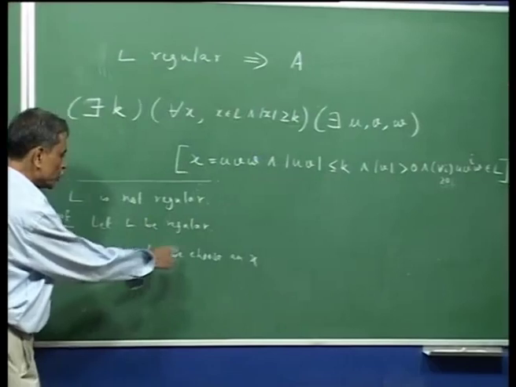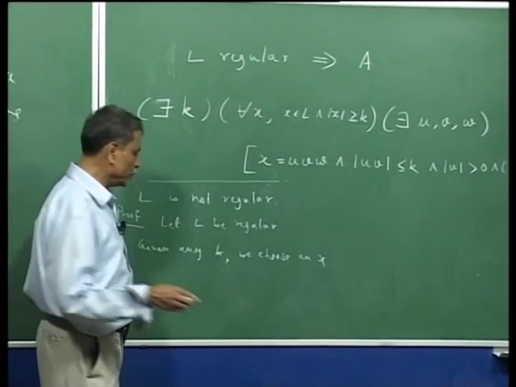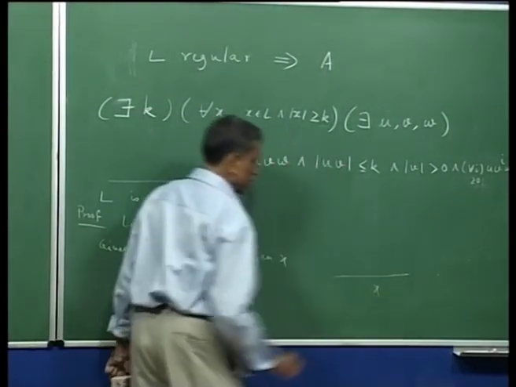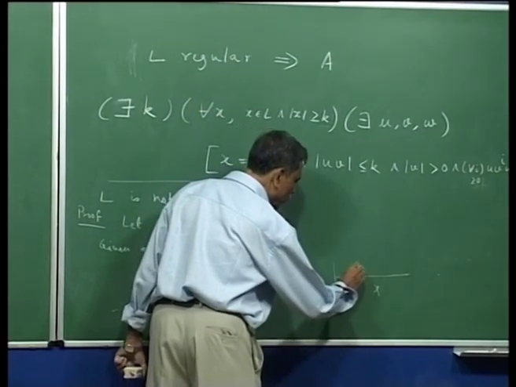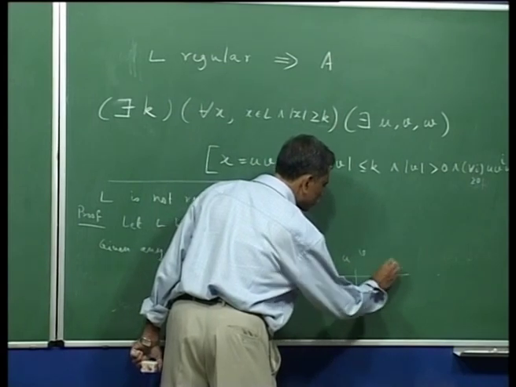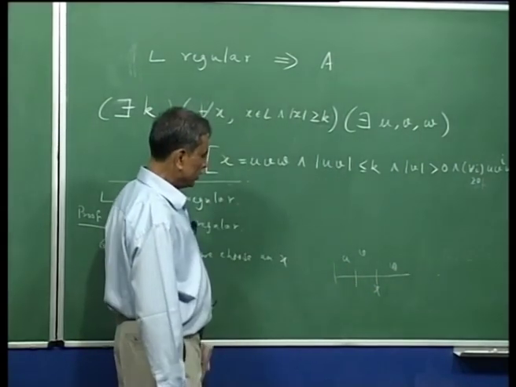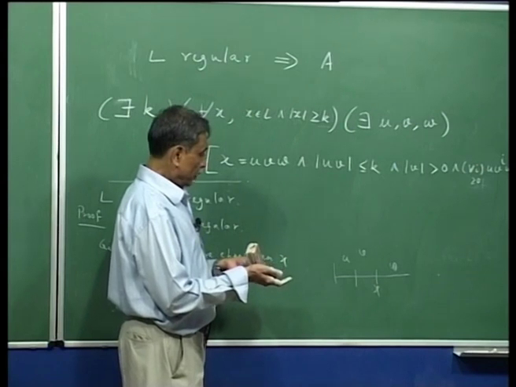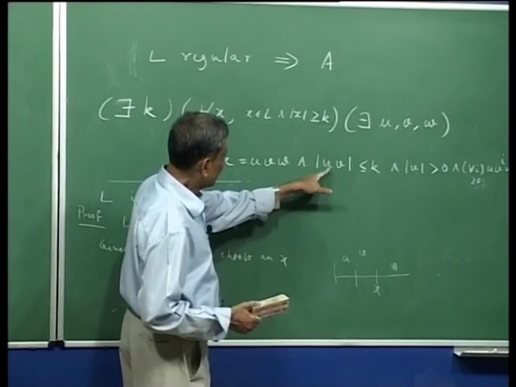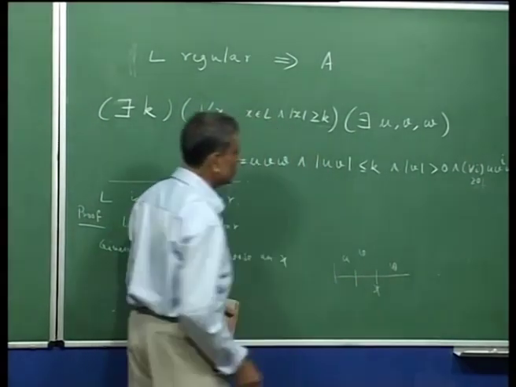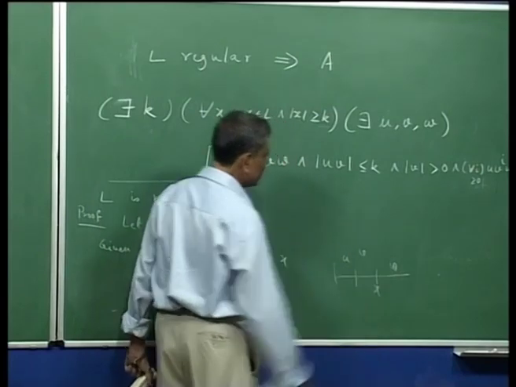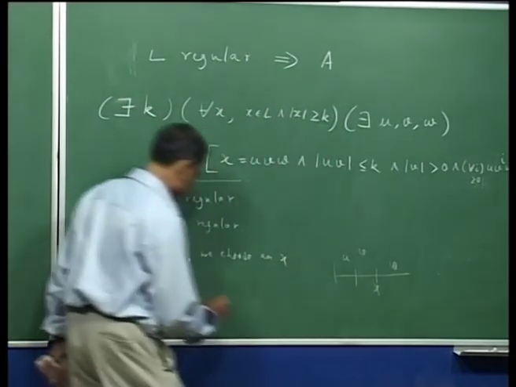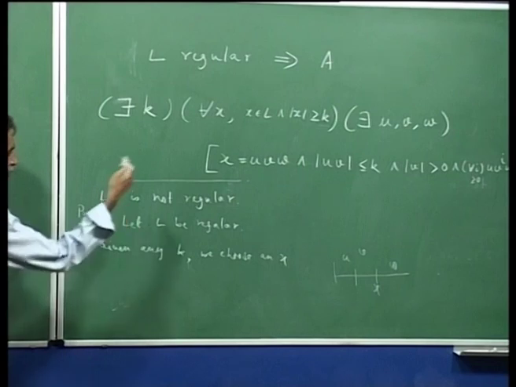Once you have chosen x, what is the next part of the proof? So, this is your x, then for any breakup u, v, w of the string x which obeys the two constraints, the total length of u, v is less than or equal to k and v is non-empty, you should be able to find an i. So, the adversary gives you u, v and w.